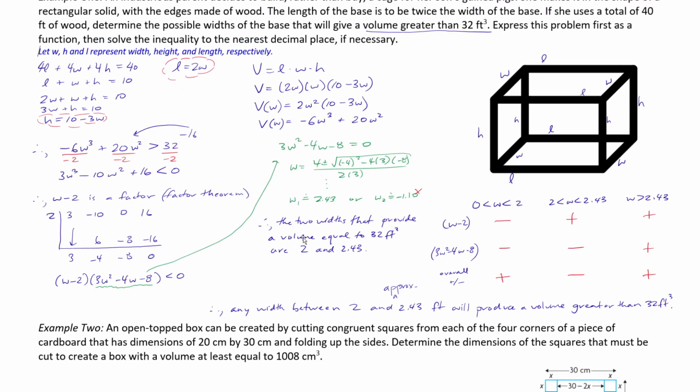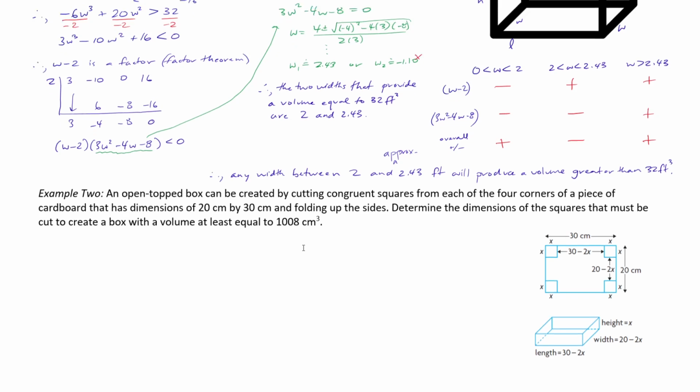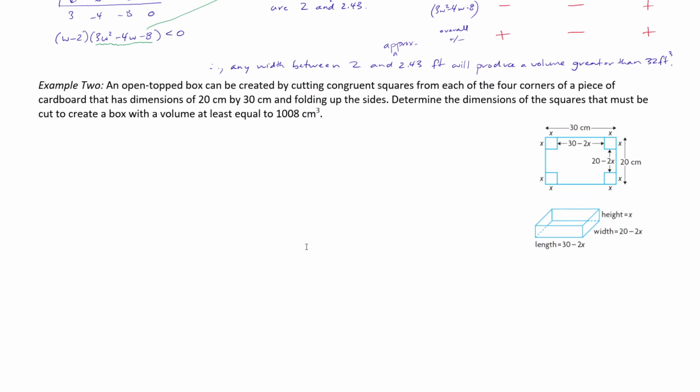Okay, so all this is effectively, again, just a polynomial inequality, something that we've been doing in the last lesson, but now in the context of word problems. So if we look over here, an open top box can be created by cutting congruent squares from each of the four corners of a piece of cardboard that has dimensions 20 by 30 and folding up the sides. So here's a diagram right here, and I pulled this from the textbook, because maybe that description itself is insufficient in helping you understand it. Determine the dimensions of the squares that must be cut to create a box with a volume at least equal to 1008 centimeters cubed. Okay, so again, I'll write my let statements here. I didn't type these ones out, I'll just write them by hand.